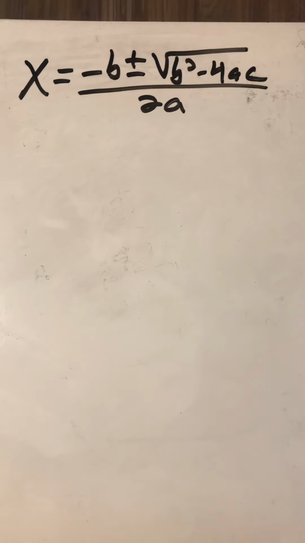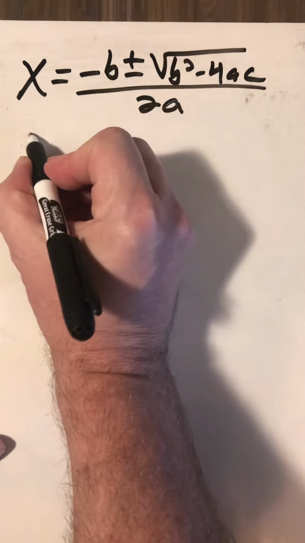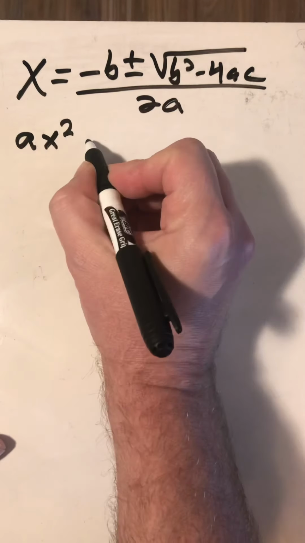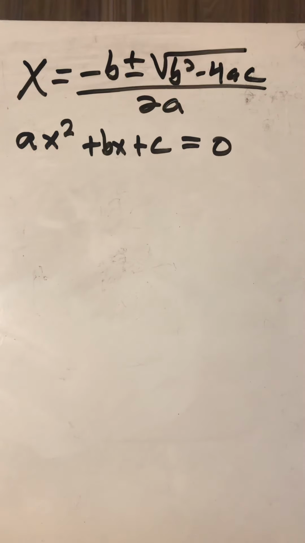What we're going to do today is learn how we get the quadratic equation, that's x equals negative b plus or minus square root b squared minus 4ac all over 2a. We're going to learn how we get that equation from completing the square, okay? So we're going to start by looking at a quadratic equation in standard form: x squared plus bx plus c equals 0. Okay? So what we're going to do is derive the quadratic equation by completing the square.